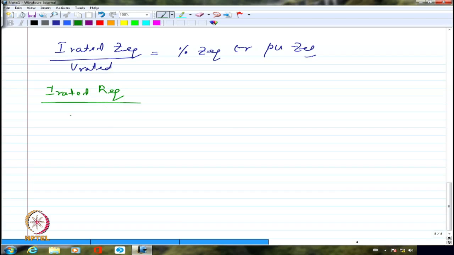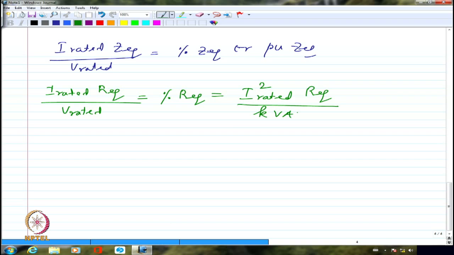Instead, I can multiply and divide by I rated. So what I will get will be I rated whole square multiplied by R equivalent divided by kVA basically, because V rated multiplied by I rated is kVA. So this also will give me per unit resistance. I think one of the problems gave this. At rated condition, the ohmic losses were so much percentage of the overall kVA rating. It was given. The rated copper losses were 5%, 2% of the rated kVA. That means essentially R equivalent is 2%. That's all. Right? The same way, I should be able to write I rated times X equivalent divided by V rated will be equal to percentage X equivalent.